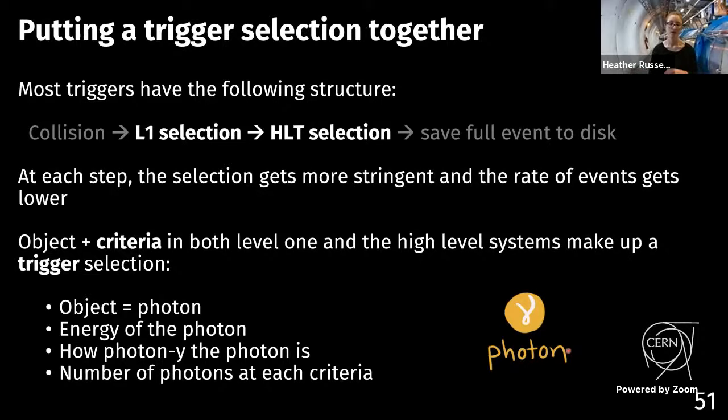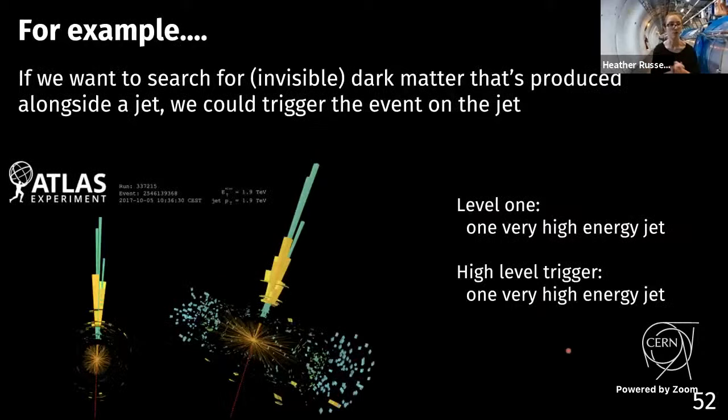So let's give some specific examples of what I mean here with some of the events we've already looked at. Going back to this event display we saw before, if we wanted to search for visible dark matter that's produced alongside a jet, we could select these types of events by looking for very high energy jets. So in our level one selection, I want one very high energy jet. And in the high level trigger, I would ask for one very high energy jet. That's quite a simple event. There's not too much crowding it, which is why I started there.